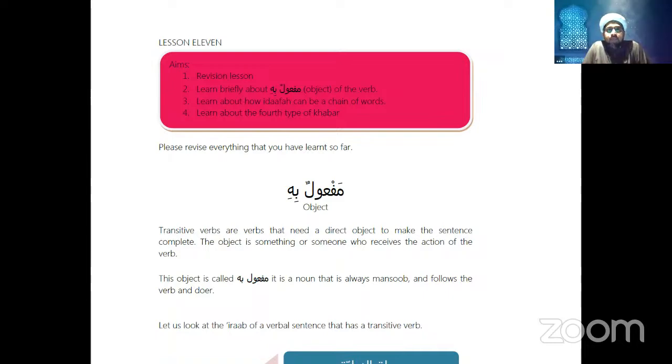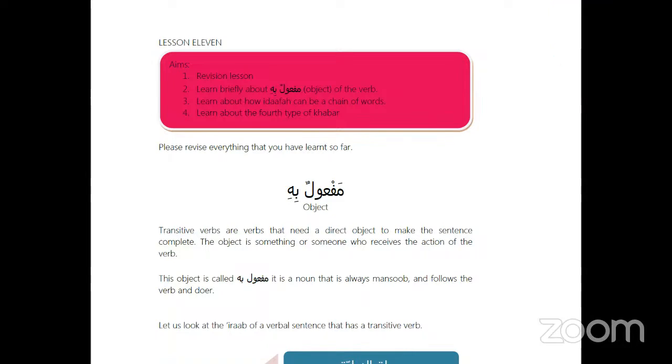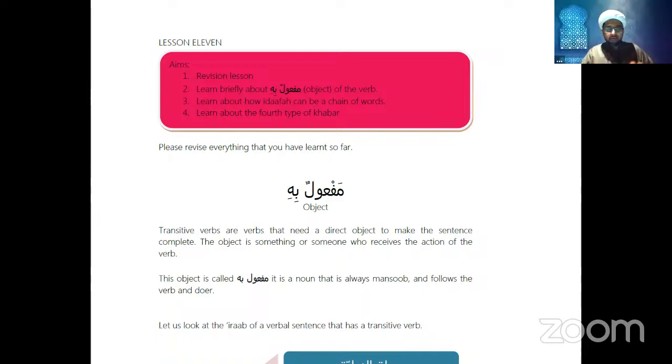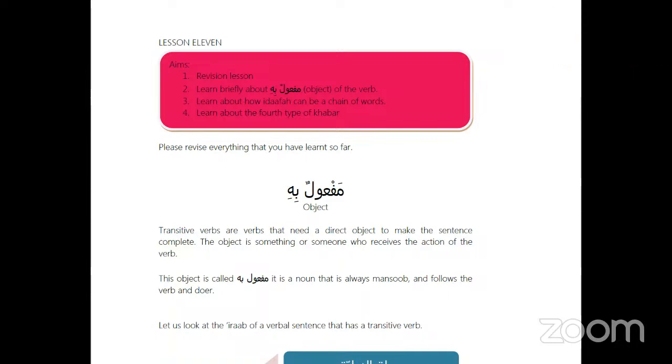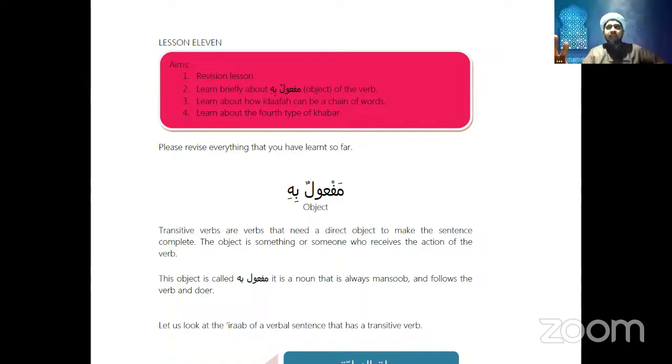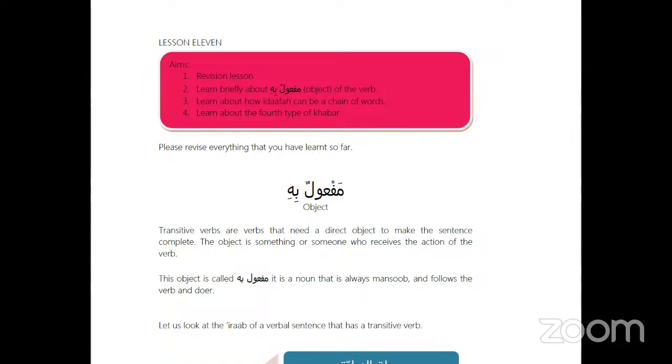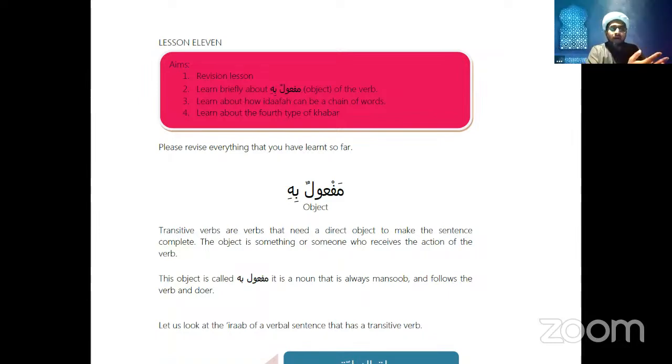And then the other point is the types of khabar. We did this in book 1 as well. We learned that whenever a noun comes at the beginning of the sentence, it requires a khabar. So when you have a noun, for example al-kitab, the book, to complete the sentence we require a khabar. Khabar is the information provided for the listener so that the sentence is completed.